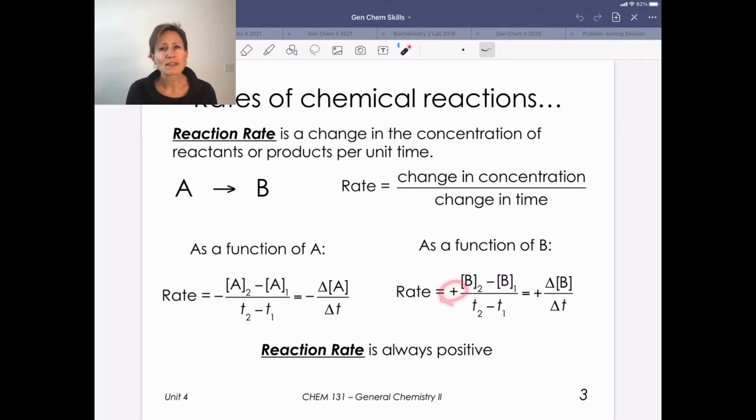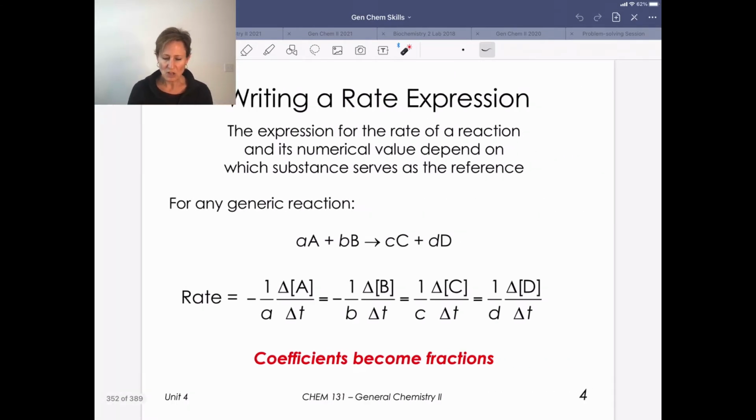So we don't need to write that positive there, but just as a way to contrast what we have here, we basically are going to have a positive value there for this, so that reaction rate ends up being positive. So one of the first skills we need to know how to do is write a rate expression. Writing the rate expression has to do with using coefficients in a balanced chemical equation and writing something in terms of either disappearance of reactants or appearance of products.